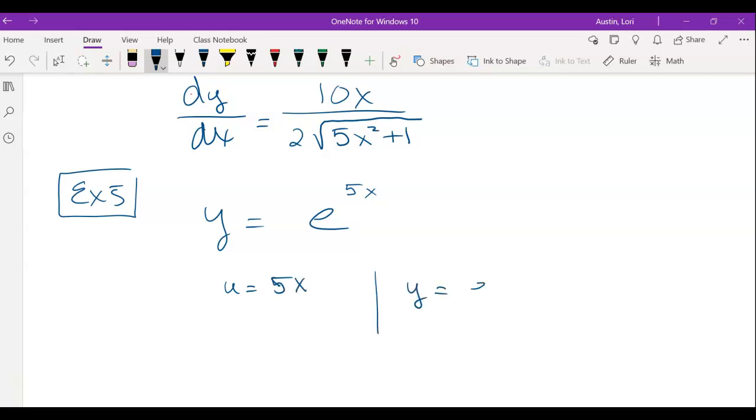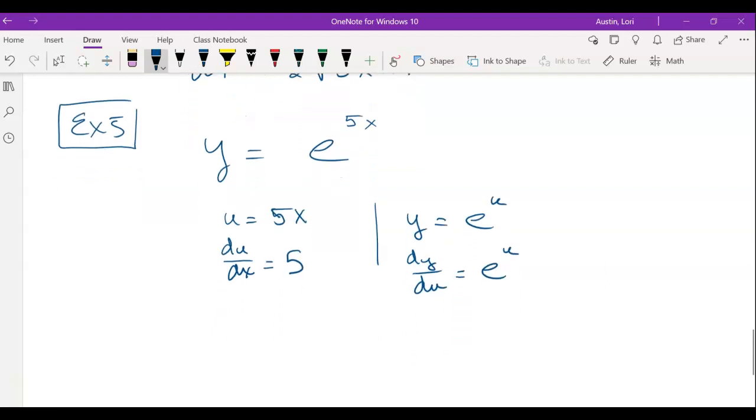So y becomes, oh, e to the u. What's a derivative of 5x? What's a derivative of e to the x? Do you remember that one? Yeah. Oh, it's a u. E to the u. Oh, there's my answer.